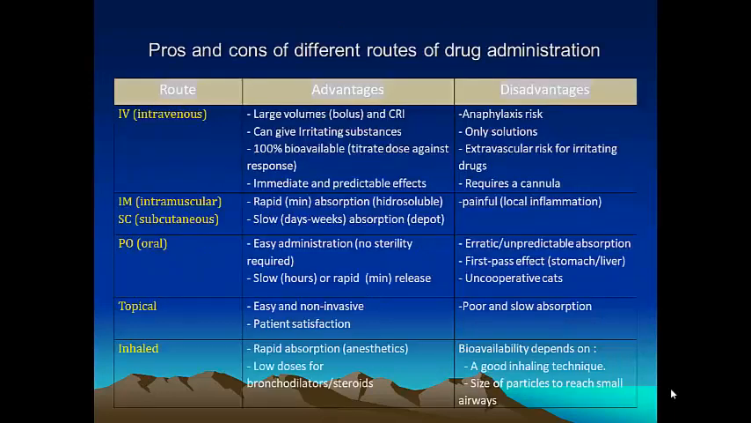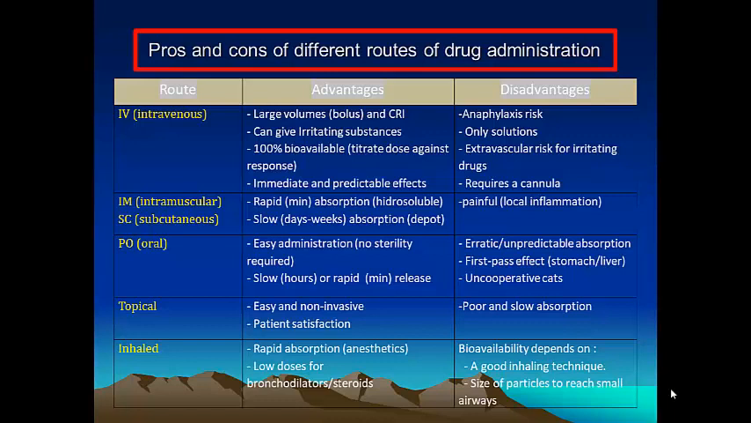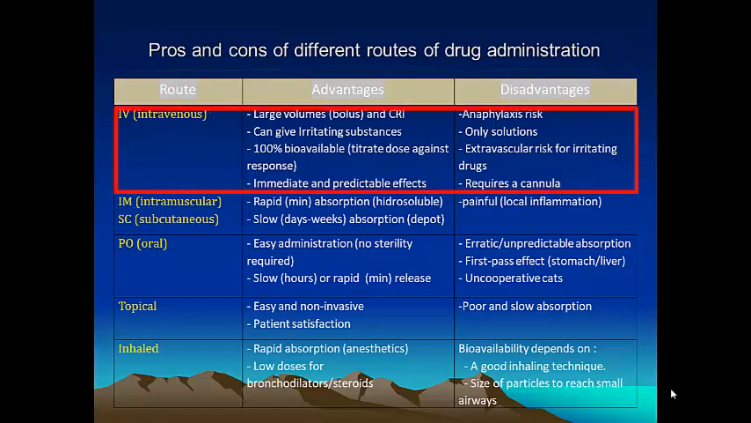On this other slide, we have a table with the pros and cons of the different routes of drug administration. Intravenous administration means the drug is injected directly into a vein. This can be given as a single large volume at one time, in which case it's called an IV bolus, or it could be slowly injected or dripped into a vein over minutes or even hours, in which case we call it a constant rate of infusion.